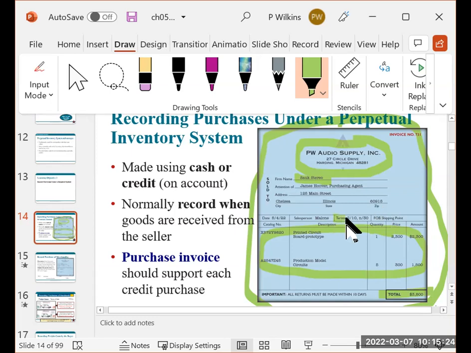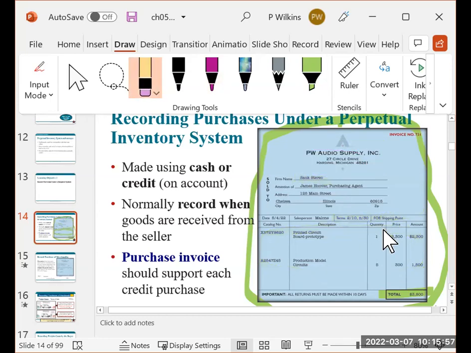You'll also see that it shows the terms, which we're going to learn what terms mean. 2% 10, net 30 is how that's read. So we're going to learn about that. And it says FOB shipping point, which we're going to talk a little bit about, but you don't have to do anything with that. Now, this is what you would get in the real world. PW Audio Supply, as the seller, would be producing this invoice, and Sock Stereo, as the buyer, would be getting this invoice in the mail to pay the bill. Now, you are not going to be using these, though. This is what you would call a source document that creates the entry you do in your system. Everything you get is going to be in a paragraph. Okay, so you're going to get all the information you need in a paragraph.